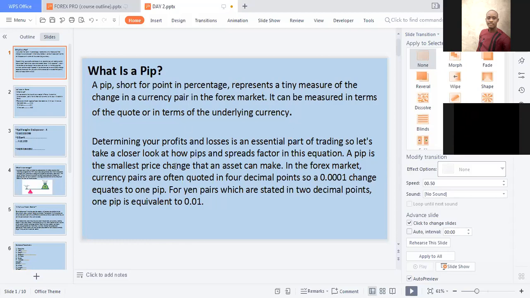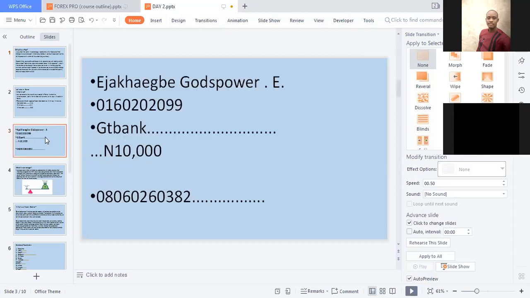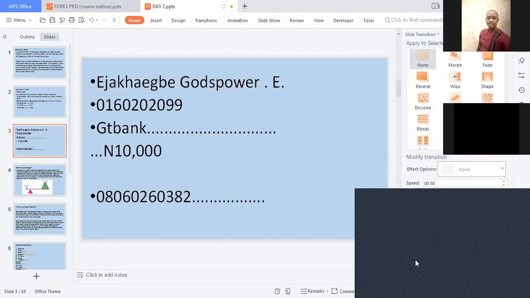Now, what is the cost to join the advanced class? The cost to join the advanced class is just a token, and it is 10,000 naira. The advanced class will go from, today is Tuesday, 13th of September and it will last until 27th of September. Class, I know you'll be saying is 2 weeks enough to learn Forex?